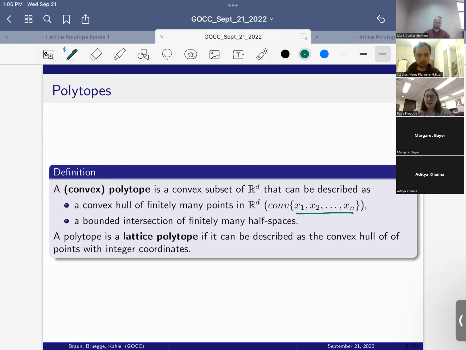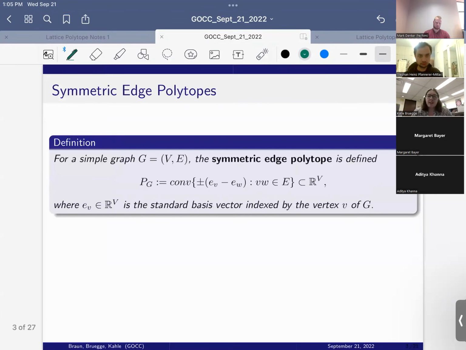So we could call it a lattice polytope or an integer polytope. The type of polytope I'd like to talk to you about today is a symmetric edge polytope, which is a family of lattice polytopes that are defined using the information of a graph. There are several ways to define polytopes from graphs. This is just one of them. Given a simple graph G with vertex set V and edge set E, the symmetric edge polytope is a lattice polytope that lives in the real space where the coordinates are indexed by the vertices of the graph. We get the points that we're taking the convex hull of by saying that for every edge in the graph, we take the point that is the difference of the unit vectors associated to that edge, and we take positive and negative of that.